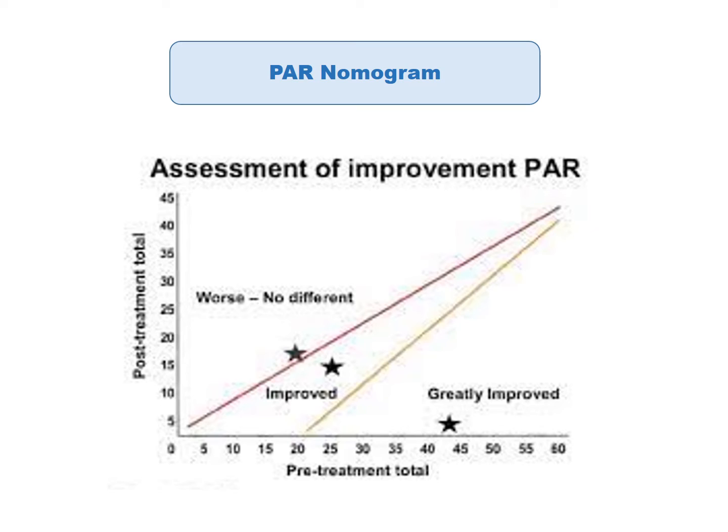And in this situation, the second example, if the pre-treatment score is 25, post-treatment is 15, then there has been improvement with treatment. And if the pre-treatment score is 43 and the post-treatment score is about 5, then the patient's malocclusion has greatly improved with treatment.